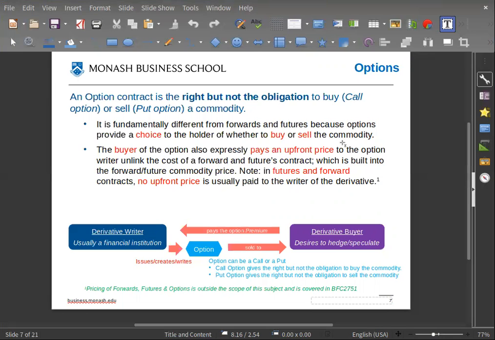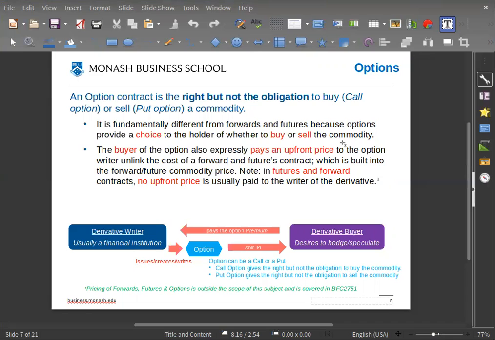So if you purchase an option contract, whatever the terms and conditions are, you can only choose to exercise them when the situation is favorable to you. But you're not obligated to exercise at all times, under all circumstances. This puts options in a fundamentally different form compared to futures or forwards, because the holder of the option has a discretion. They have a choice of whether to buy or sell the commodity or the asset for which they have purchased the call or the put option.